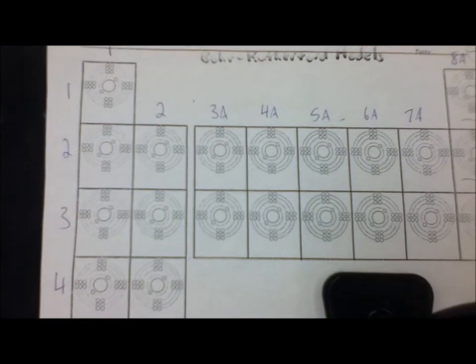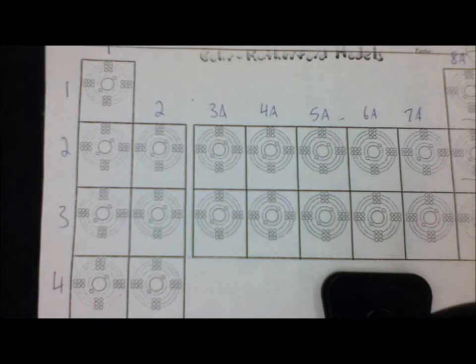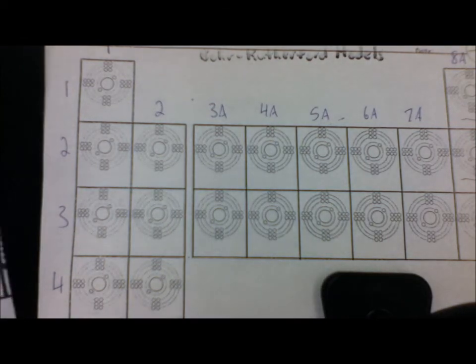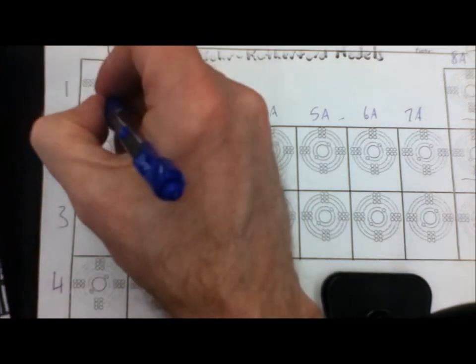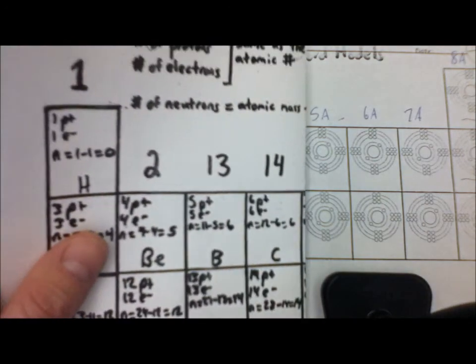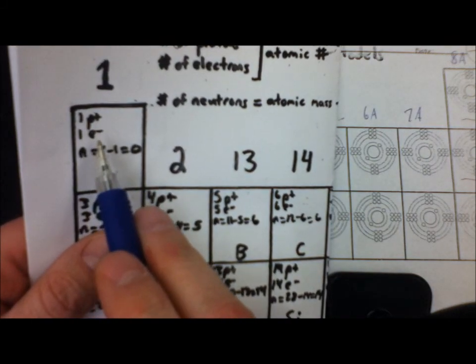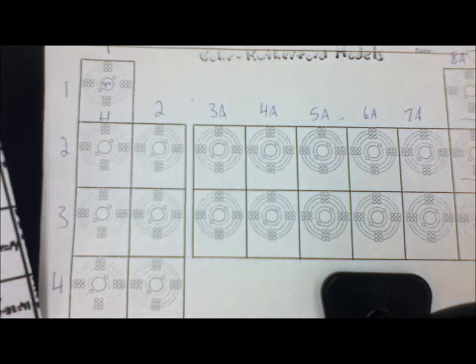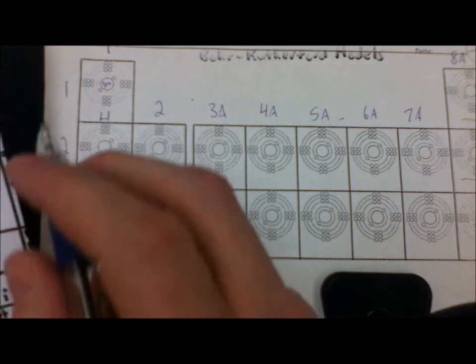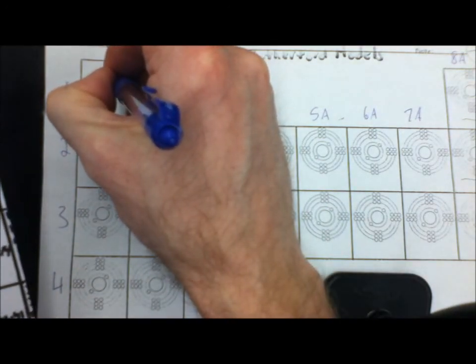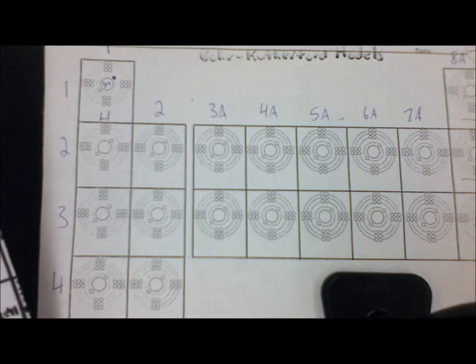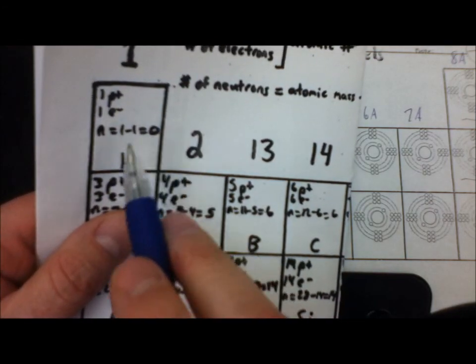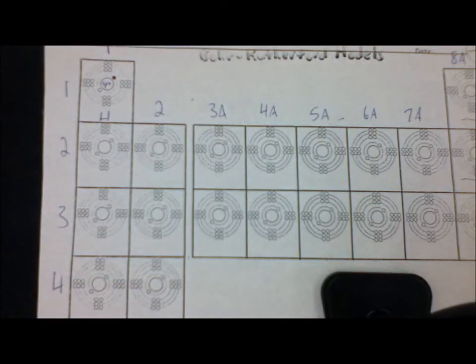So let's reposition the camera so we can see as much of the sheet as we possibly can. Let's do this. We'll just start with hydrogen here. We're going to write in the chemical symbol H, and when we look here, we've got 1 proton, 1 electron. So we write 1P positive in the center because that's where the nucleus is, and we want to color in 1 electron in that first shell. According to our calculations, no neutrons here, so the Bohr Rutherford model for hydrogen is done.